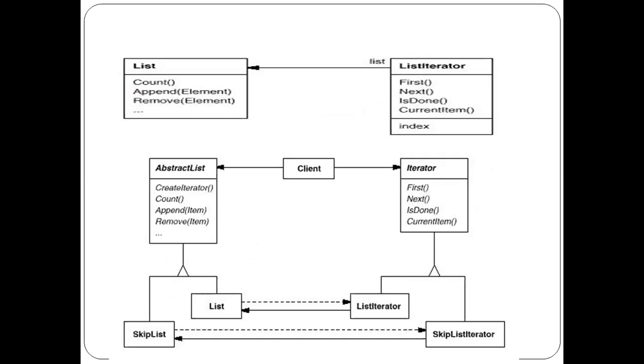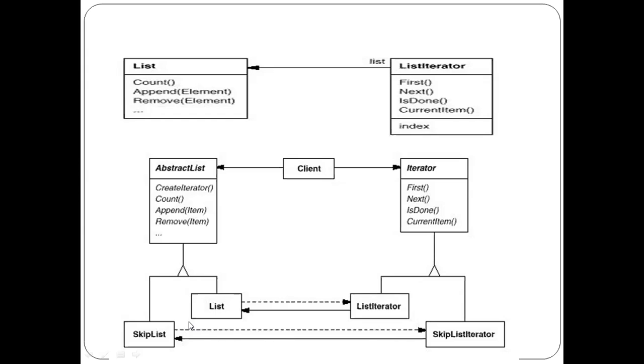Here, the aggregate object we are taking is a list. So we have an abstract list class, and it can have all the operations of a list: creation of a list, count, append, remove an item, and so on. But in addition to that, we have a create iterator operation. This operation, as we have seen in the previous structure, gives me the object of an iterator. As this is abstract, we derive from it and create lists.